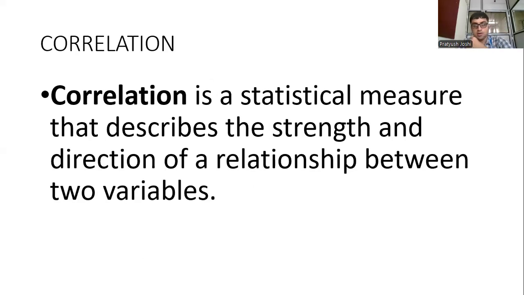Correlation is a statistical measure that describes how strongly two variables are related and in which direction. That is, do they move together or do they move in opposite direction? For example, as a child's age increases, their height usually increases too. That's a positive correlation. Another example is ice cream sales go up in summer. So sales and weather are related. We will look at more such examples ahead.